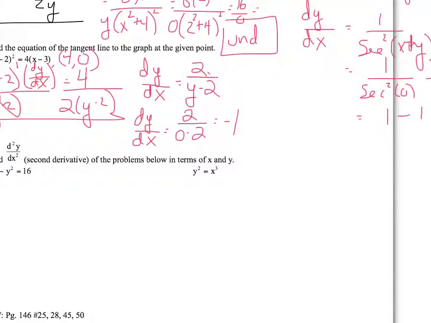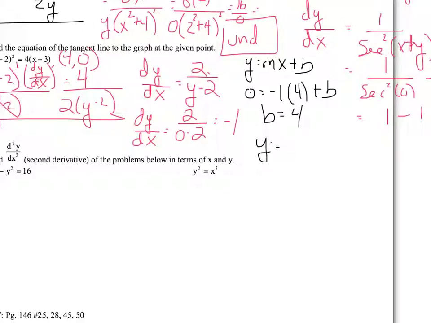So to find the equation, which this one is asking for, we plug into y equals mx plus b. My y value is 0, m of negative 1, x of 4 plus b. You should see that b is 4. Therefore, your equation is y equals negative x plus 4.